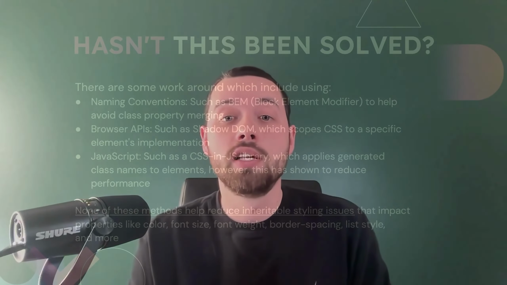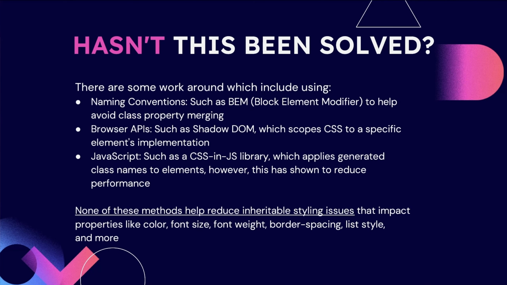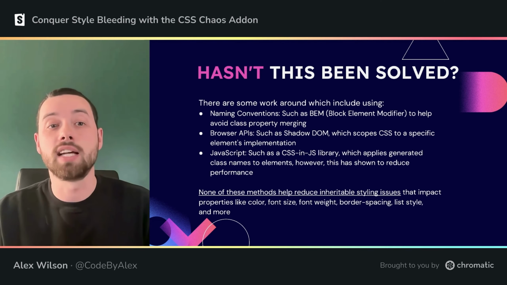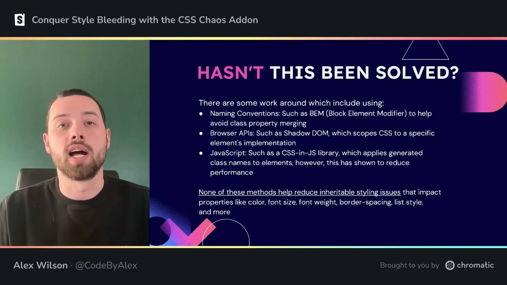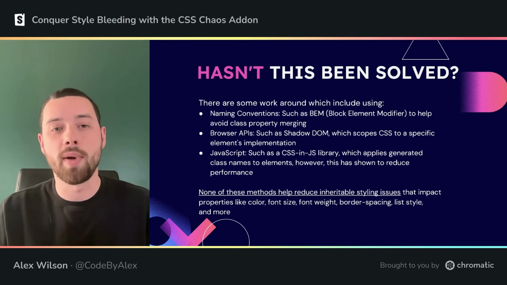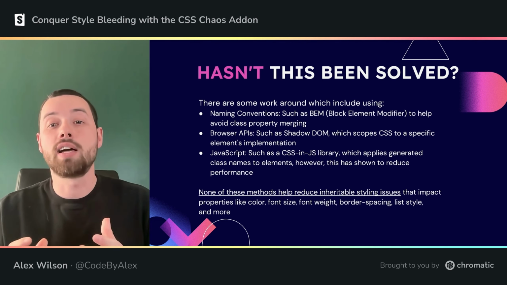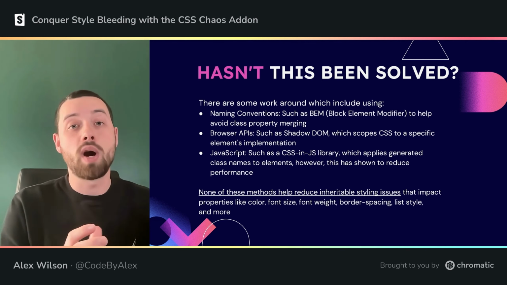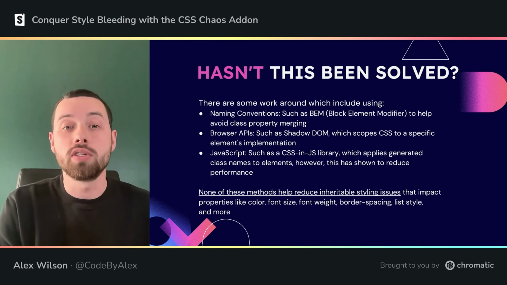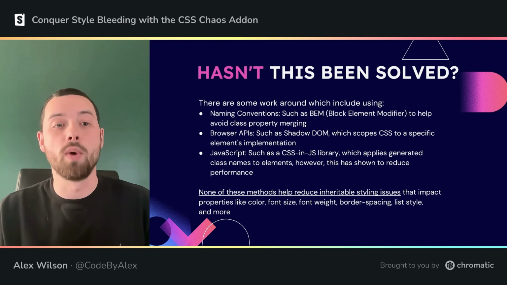So hasn't this already been solved, you might be wondering? Well, there are some workarounds that include using naming conventions such as BEM, block element modifier. This is a very common tactic to help avoid class property merging. You could also use browser APIs. I always suggest using what the web has to offer, and the Shadow DOM is a really promising technology that allows you to scope CSS to a specific element's implementation. It's been widely adopted by web component users, but it can also be used without web components.